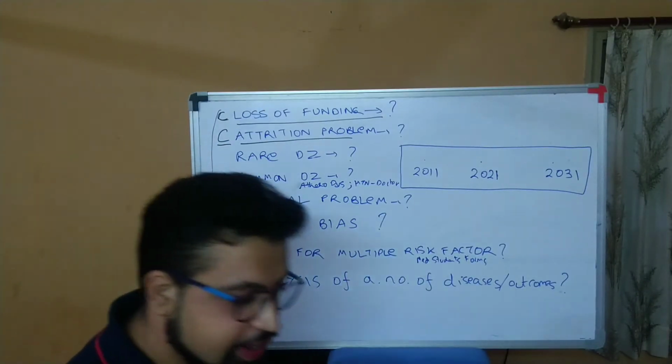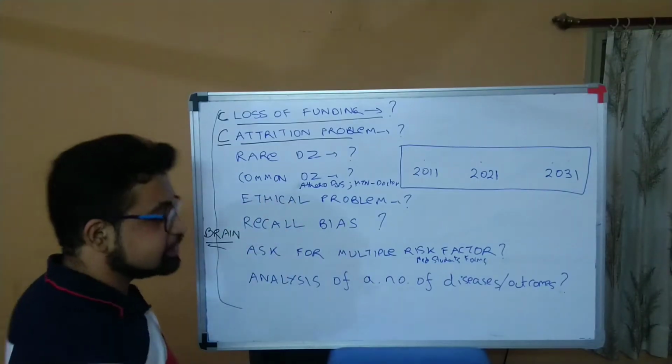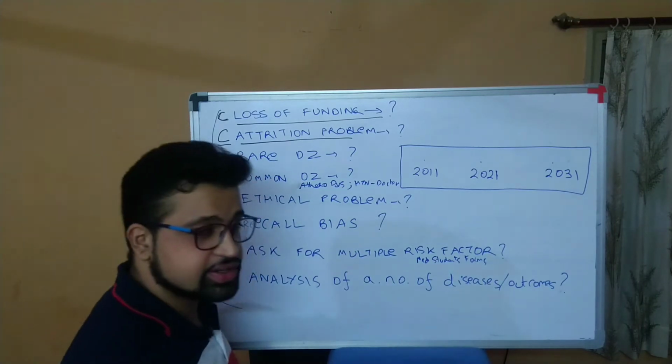What will the director do? He will get the hell out of you. So for a rare disease, let us be definite: go for case control. The disease has already occurred. We are going retrograde.